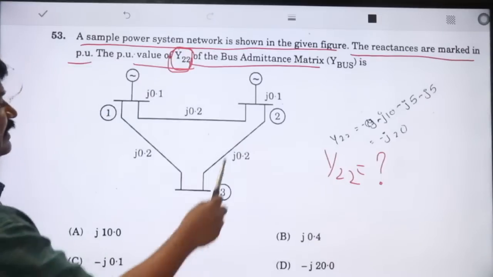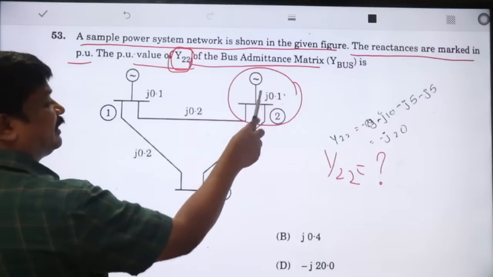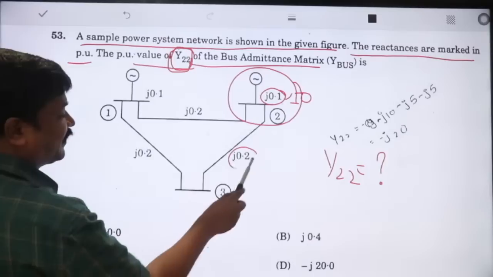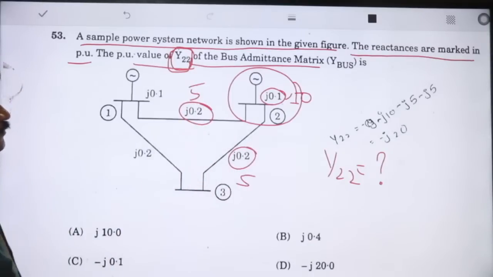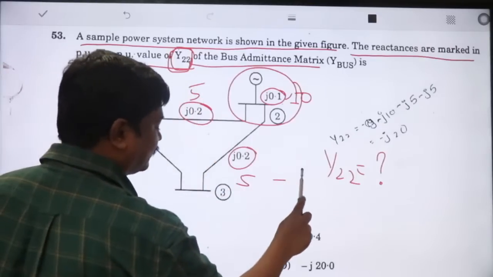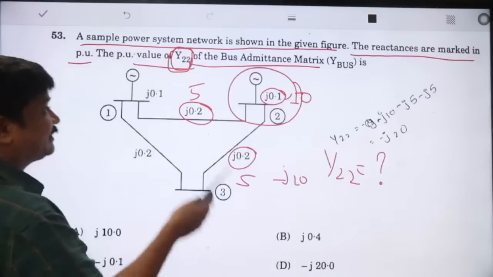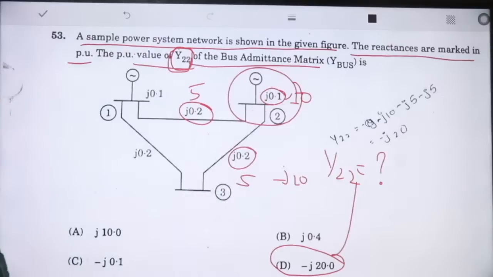Y22 means what? This is node 2. What are the admittances for this one? This is 10. This is 10. What is the admittance for this one? 5. What is the admittance for this one? 5. So totally minus j20. Because the admittances are here. So the option available is D. D is the correct answer.